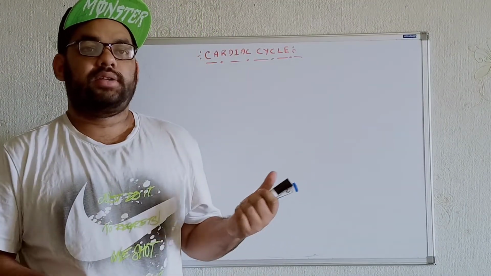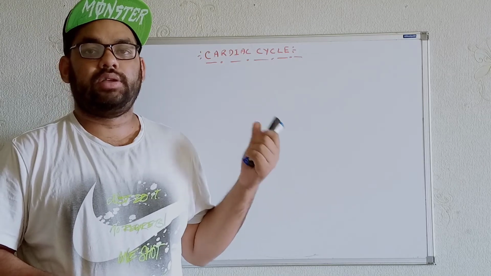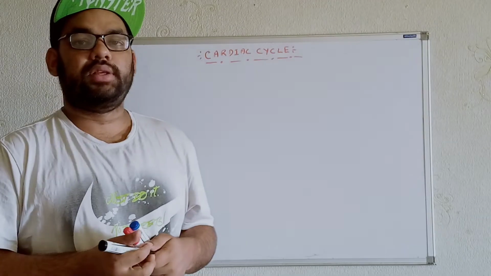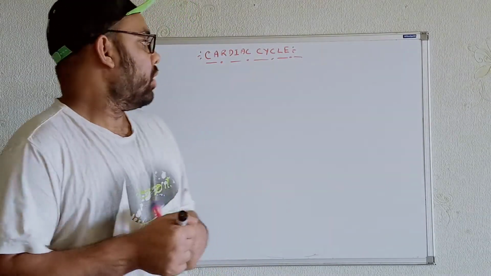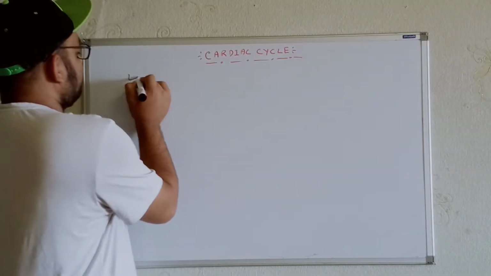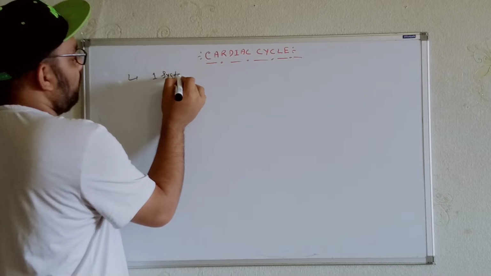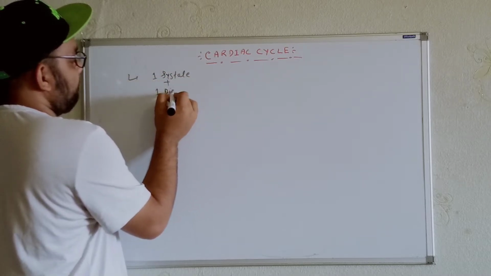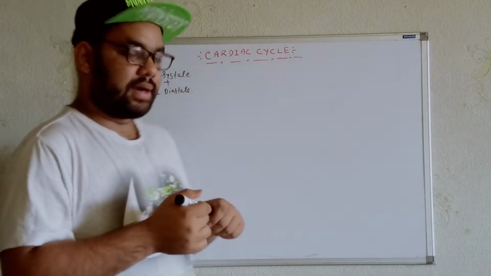Today we'll talk about cardiac cycles from the physiology aspect. So what is the cardiac cycle? The cardiac cycle is what we see in terms of systole and diastole. During systole and diastole, in a nutshell, we can say that is the cardiac cycle. Let me write it over here: one systole plus one diastole. Whatever we see, that is actually the cardiac cycle.